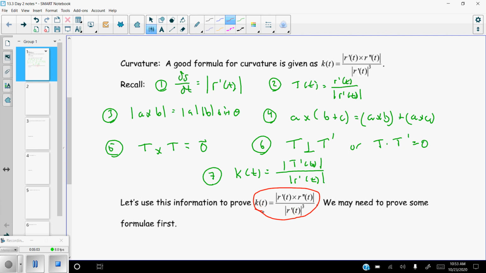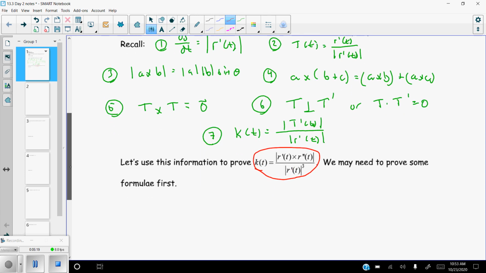Okay, so according to this, I'm going to need a few things. We're going to need r prime of t. We're going to need r double prime of t. We're going to need to be able to figure out its magnitude. And then we're going to have to come up with some way of getting this r prime of t cubed thing on the bottom.